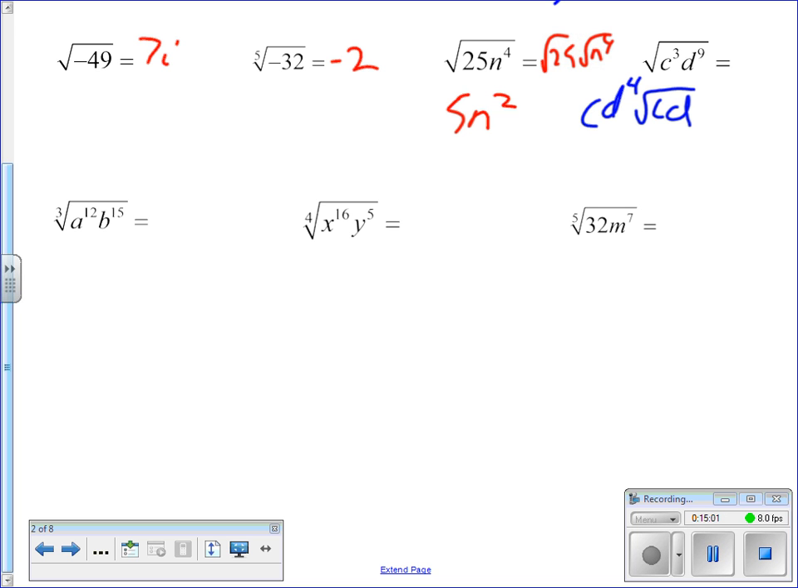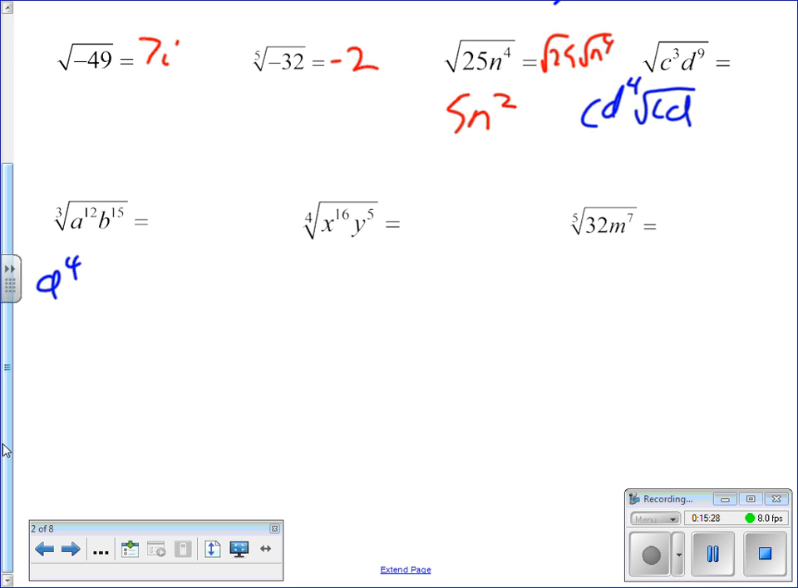Okay. These are going to be a little bit different because they have a different index. Do the same thing. What is 12 divided by 3? 4. What's my remainder? 0. I don't have a remainder, do I? Ooh, that's great. That means I pull out all my a's. I don't have anything left behind because my remainder is 0. So the cube root of a to the 12th is a to the 4th.